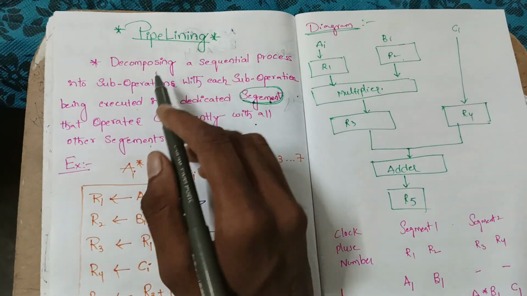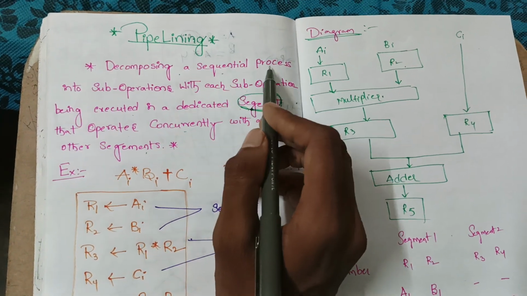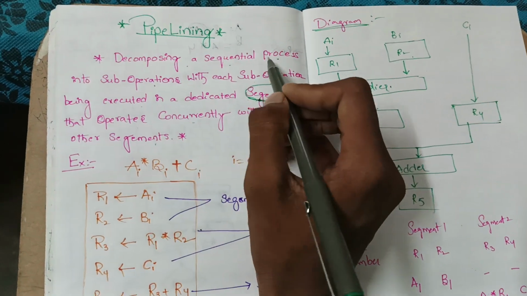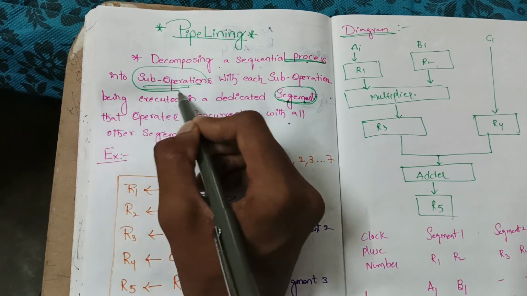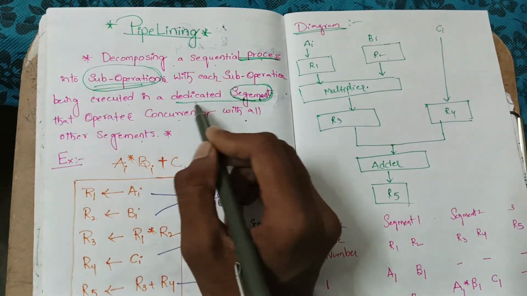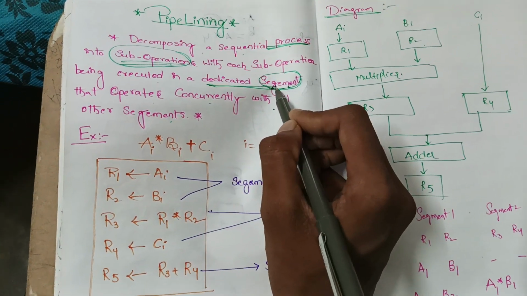That is the pipeline. That means decomposing a sequential process into sub-operations. A whole process can be divided into sub-operations, and each sub-operation can be performed with a dedicated segment. Dedicated segment means a dedicated hardware component.